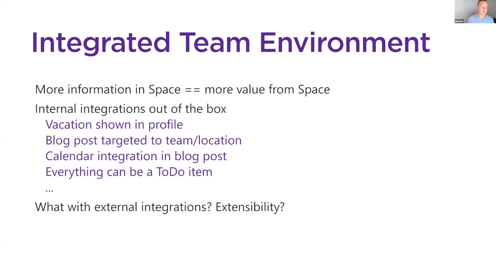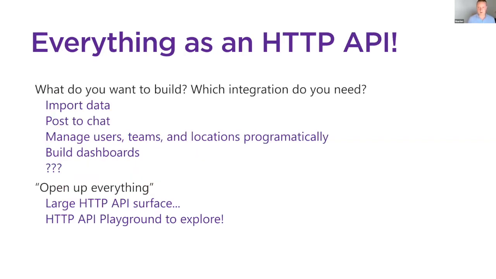There's calendar integration in blog posts. Everything can be a to-do item. You can target blog posts to locations and teams and all of that. But what about external integrations? How do you extend this? Because not everything that we have out of the box is going to be sufficient for everyone. What do you want to build?